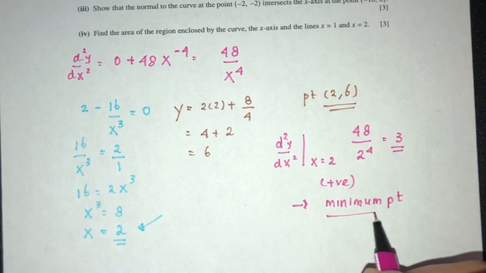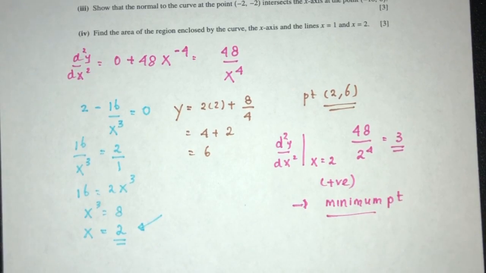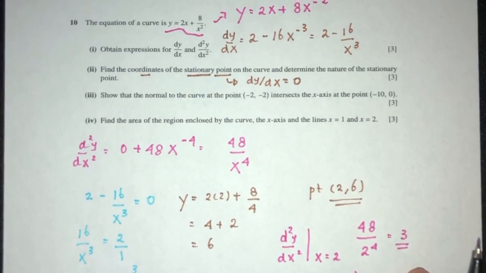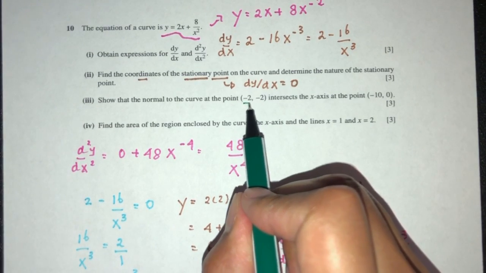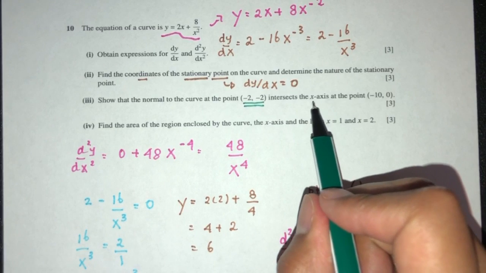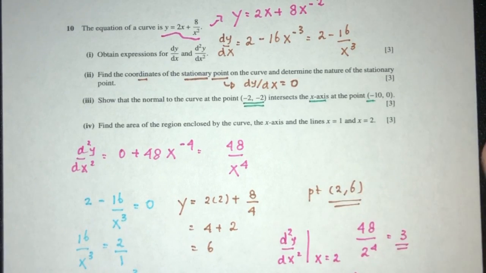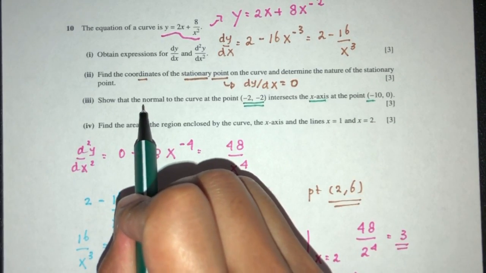Okay, that will be the nature of the point. That is part 2 of the question. Now for part 3, we have to show that the normal to the curve at the point here intersects the x-axis at this point. So one by one, we have to first find the equation of the normal.